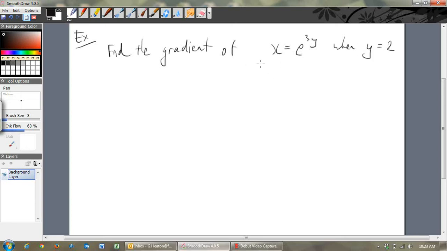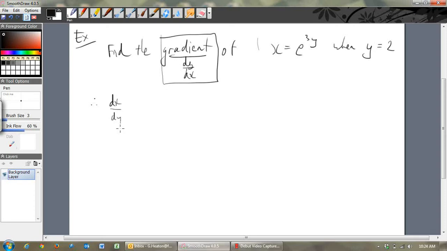Okay, so let's do that. So find the gradient. Now remember, you need to always remember that gradient is dy by dx. So that's what we need to find, dy by dx, but we've only got x as a function of y. We could rearrange this, and that's not actually too bad, but the easier way to do it is just to do this, especially because y is equal to 2. We want it in terms of y anyway, so much easier.